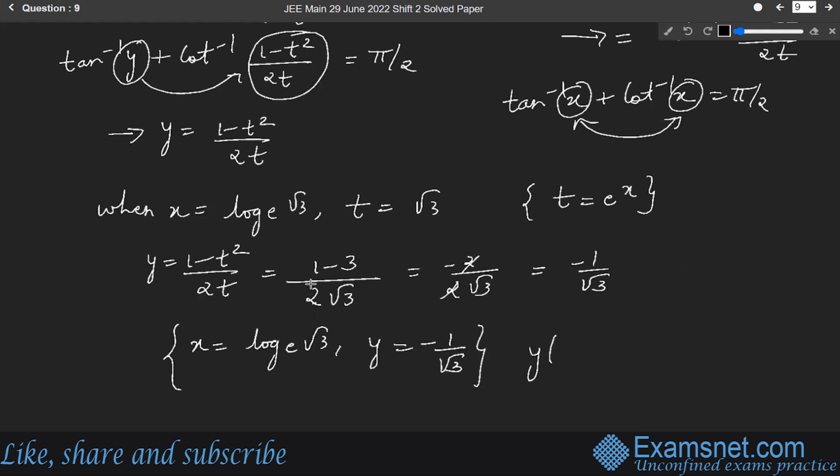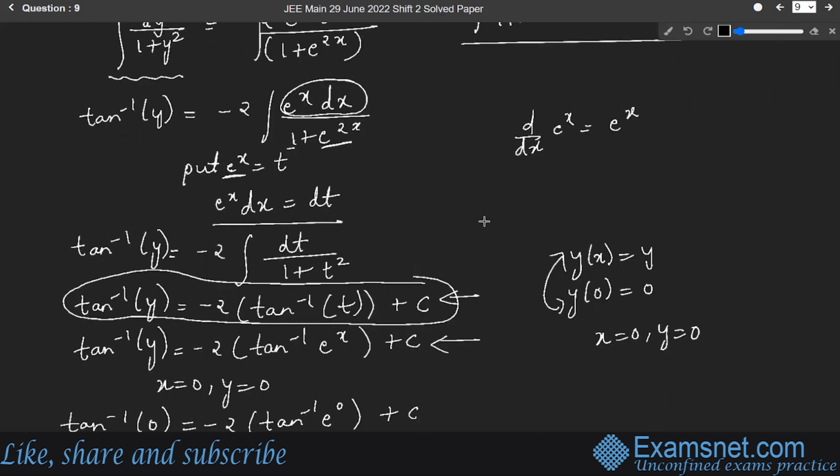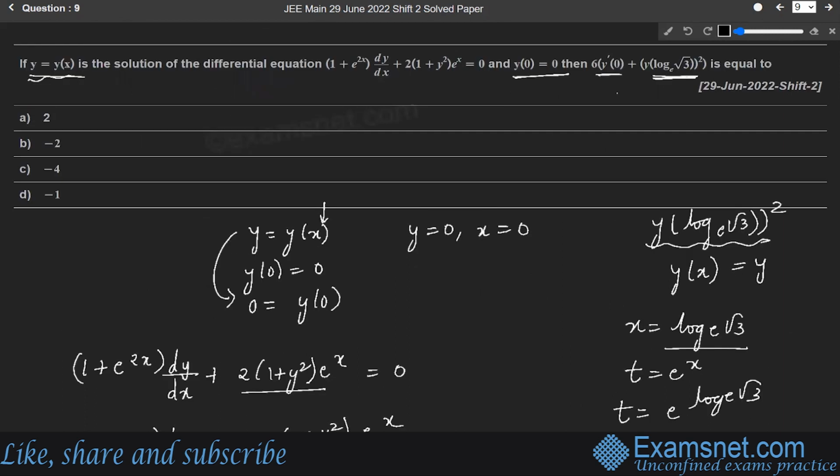We can write that y of x is equal to y. So what is x here? y of log base e root 3 is equal to y, minus 1 upon root 3. Means when we have substituted x is equal to log base e root 3, then we got the value of y, which is minus 1 upon root 3, right? Now we have to find one more value. We have to find y dash 0. Okay, y dash 0 represents when x is equal to 0, then y will be also equal to 0, right?